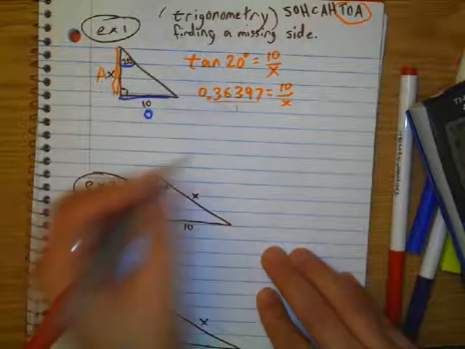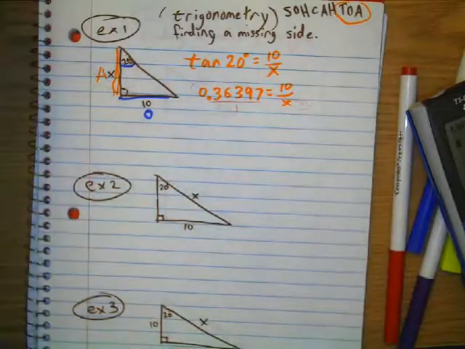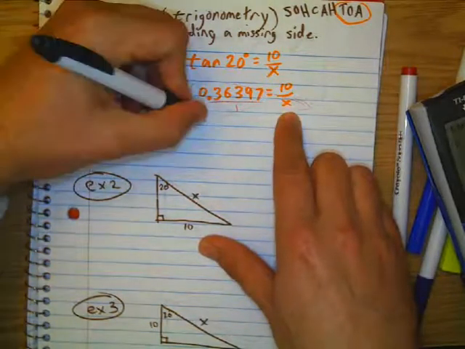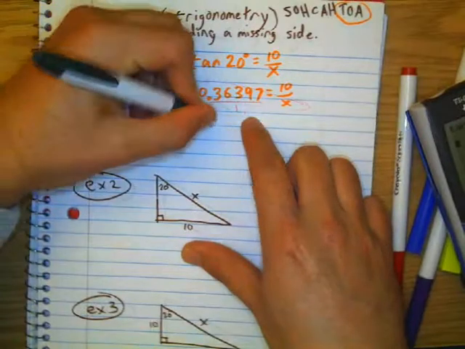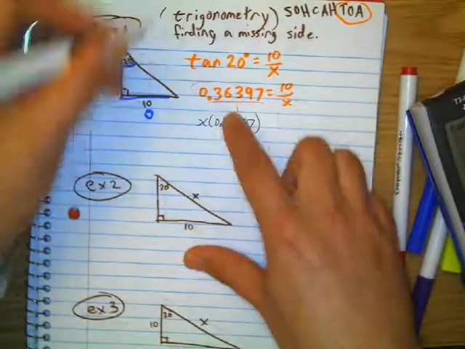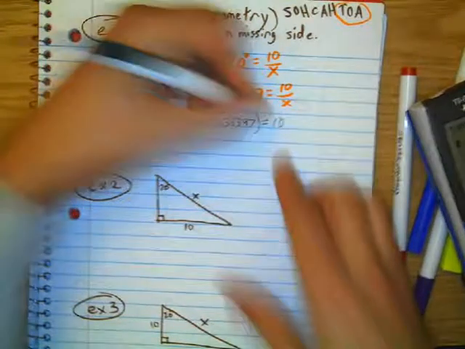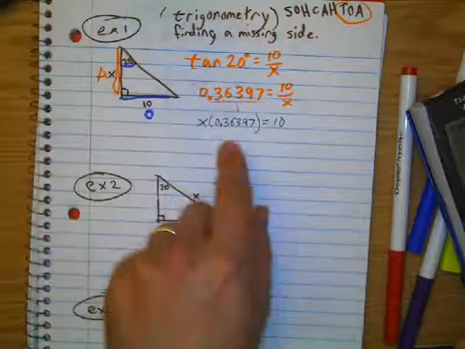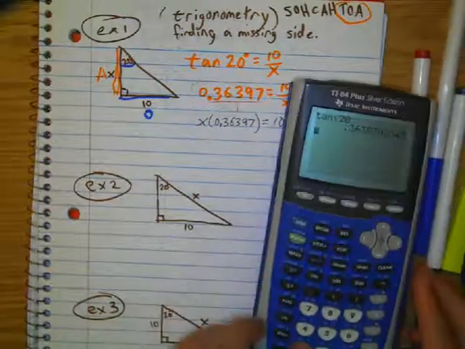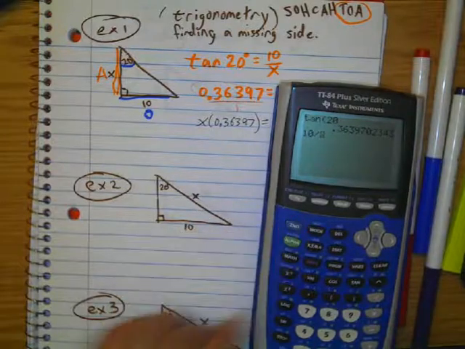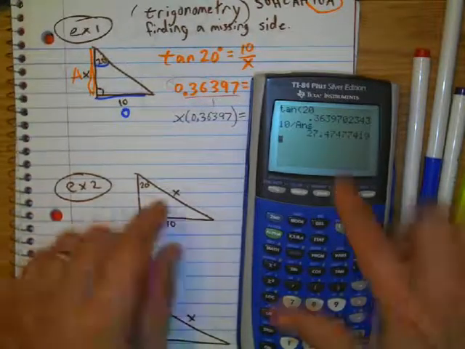Now if I want to solve for this, I could put this over 1, and then I can cross multiply, and then I get x times that decimal, 0.36397, equals 10. When I have this times that, I have to divide both sides by the decimal. So I'm going to do 10 divided by the decimal, second answer, and then I get 27.47.